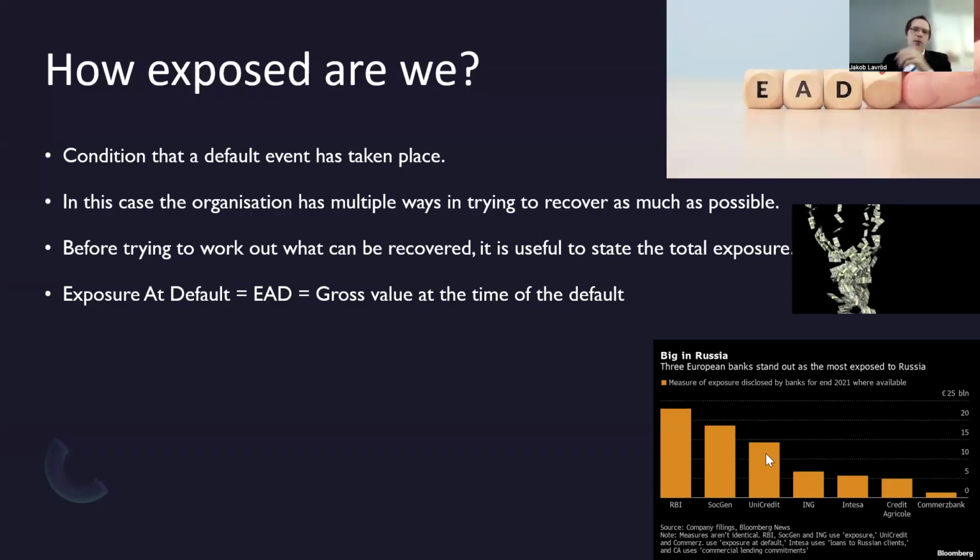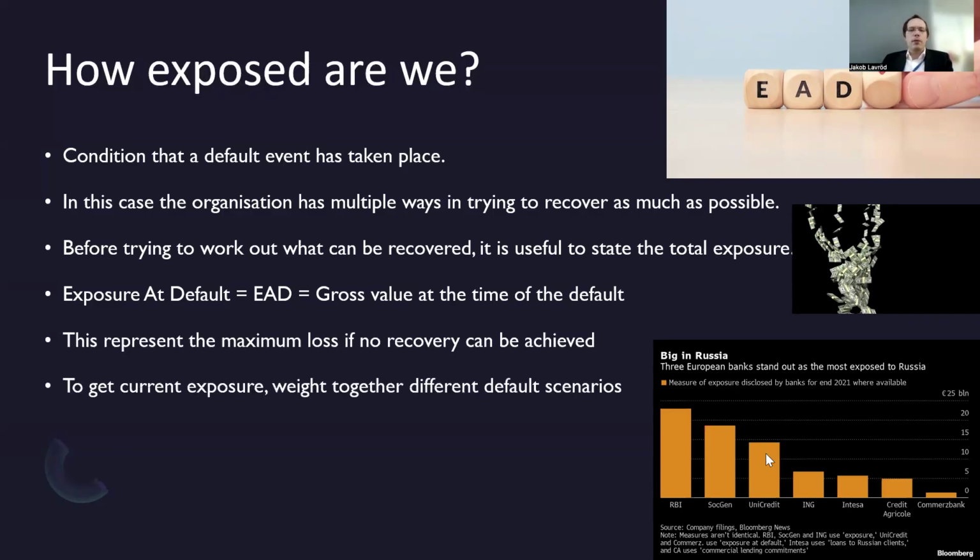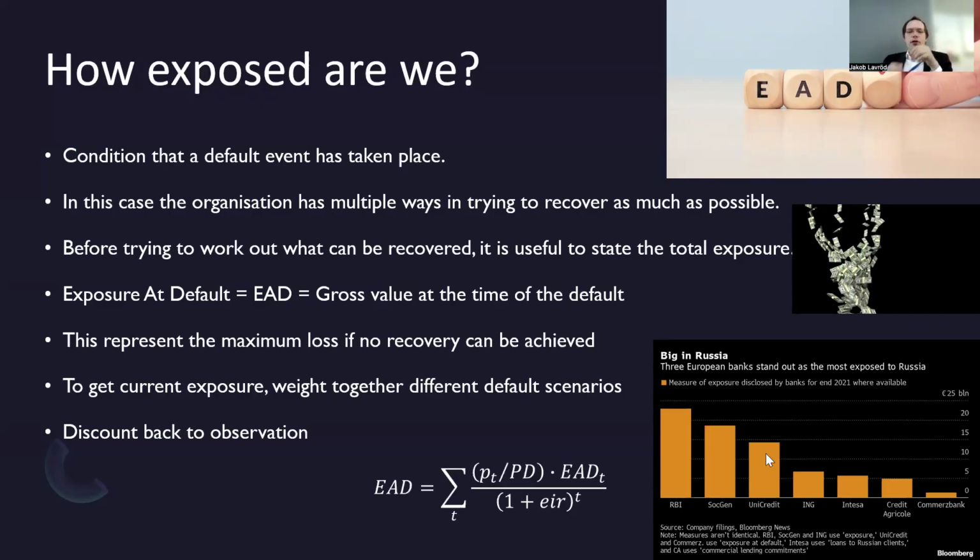That is the second component in the model. And it basically represents the maximum loss when no recoverability can be achieved. And then, to get this exposure, you also need to combine together different scenarios, because what you need to do is say, okay, let's say that you have a customer, and let's say that they default on you next month or 2 months forward.